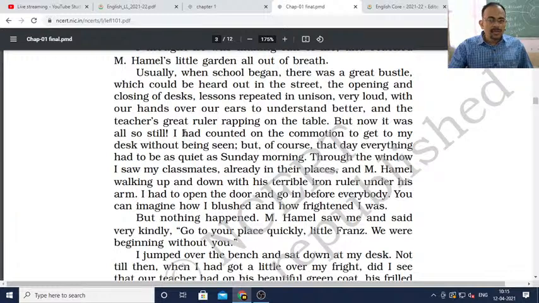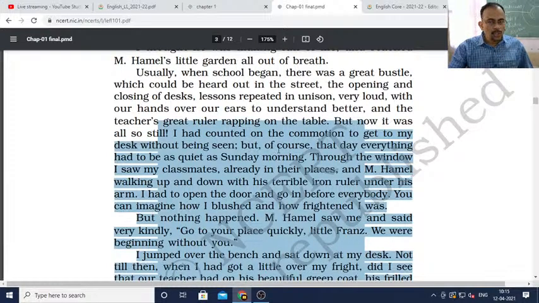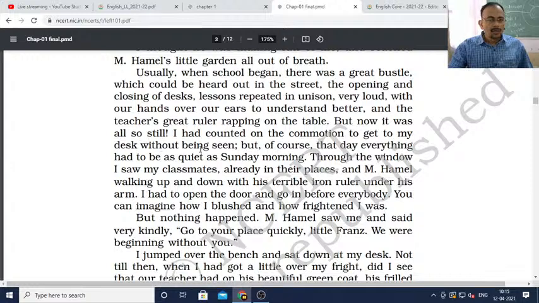But now it was all so silent. I had counted on the commotion to get to my desk without being seen, but of course, that day everything had to be as quiet as Sunday morning. Okay, like Sunday morning appeared to be very quiet, it's all closed. Sunday morning is very quiet. So, likewise, the classroom atmosphere was also as quiet as Sunday morning.